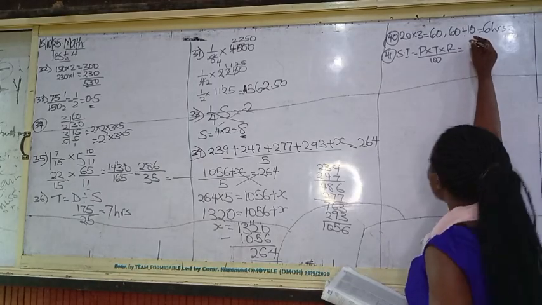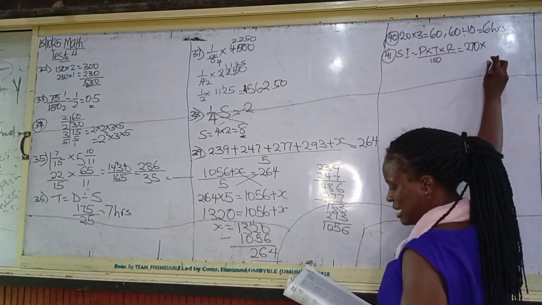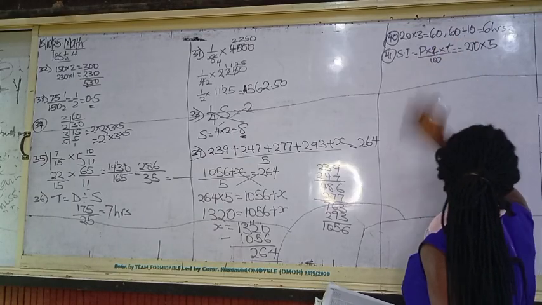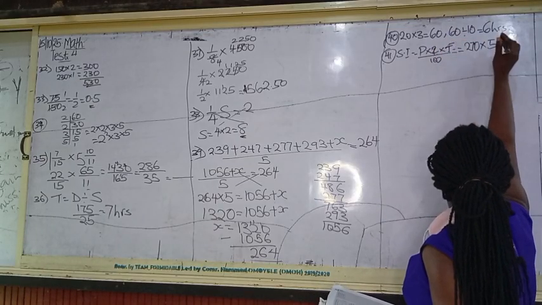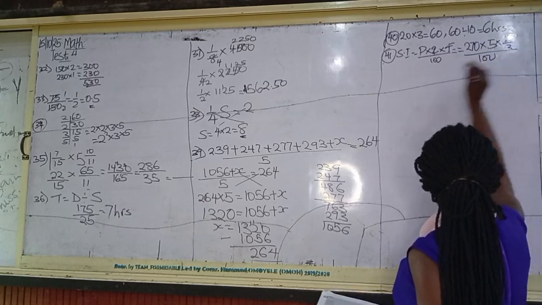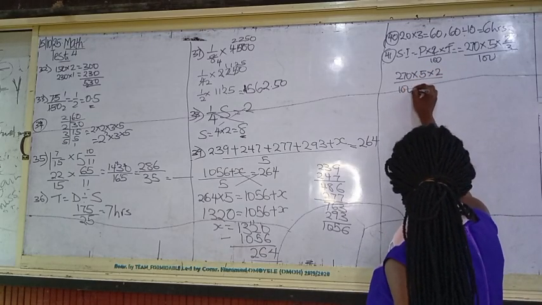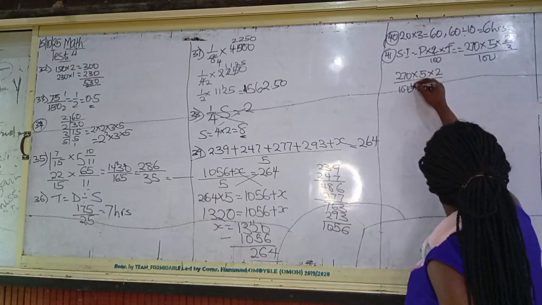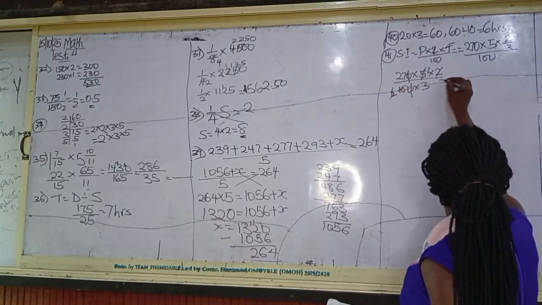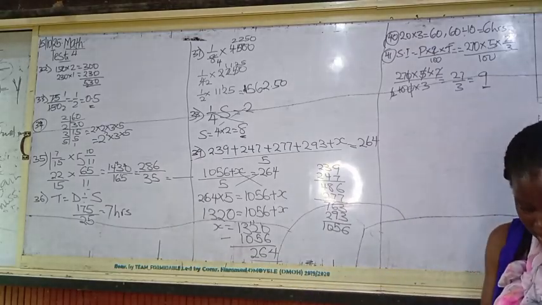It is 270 multiplied by the rate there, which is 5%, and the time is 2/3, divided by 100. The 3 will come down, so that is 270 times 5 times 2 over 100 times 3. This can take care of this. 5 here 1, 5 here 2. These two can take care of these two. So we have 27 divided by 3, which is equal to 9. So our answer there is 9.